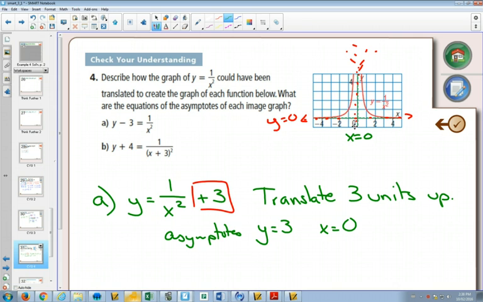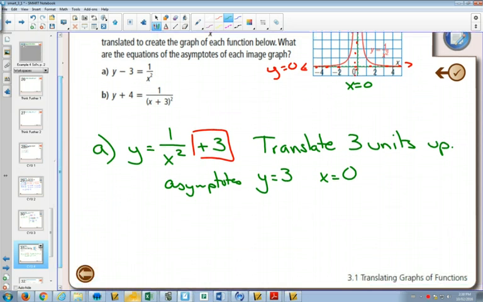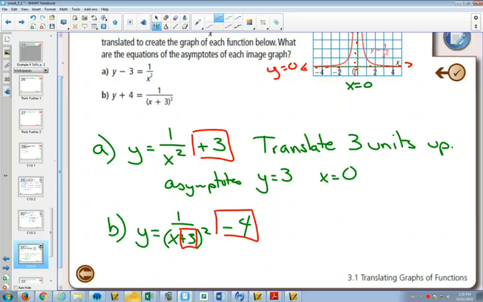Now in part B, again, I'm going to take the time just to write it so that the y is by itself. The first thing we have to be able to recognize is that this is the same basic graph as the 1 over x squared to begin with. It still has a 1 over something squared. But what's changed now is now we have a plus 3 in there and a minus 4 there.